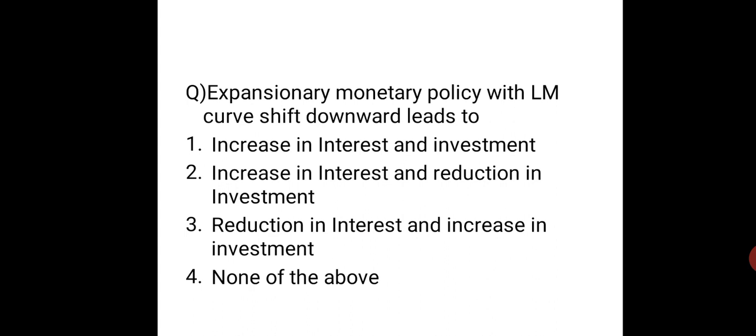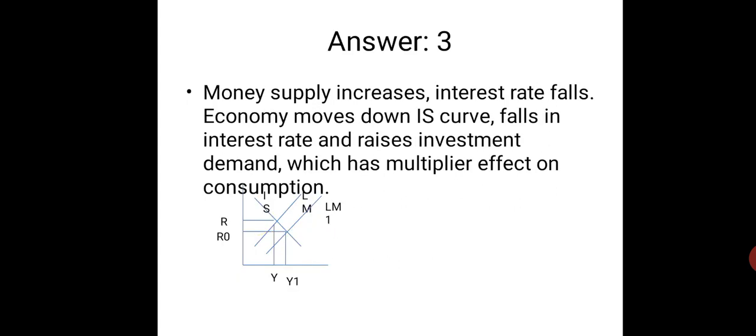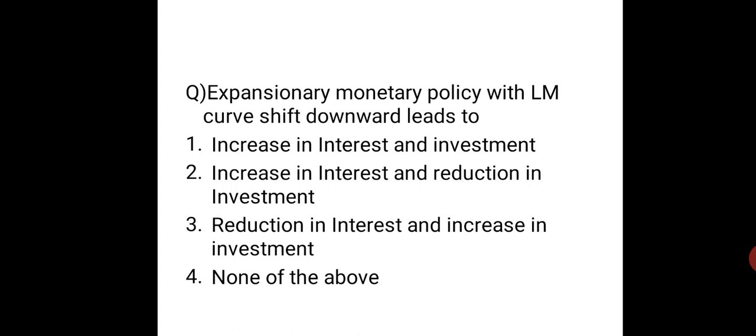Expansionary monetary policy with LM curve shift downward leads to. So there is an expansionary monetary policy. Same way, draw the graph. When there is an expansionary monetary policy, that means there is an increase in money supply. When there is an increase in money supply, interest rate will fall and investment will go up, right? So what happens to the LM curve? They have already said that the LM curve will shift downward.